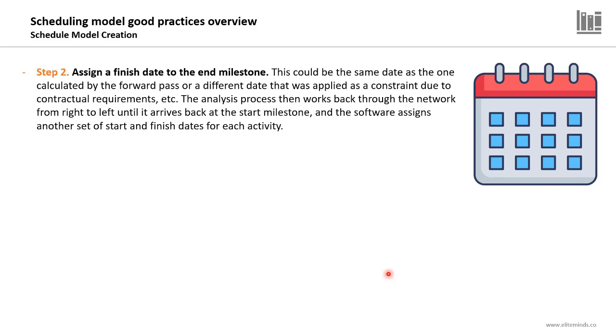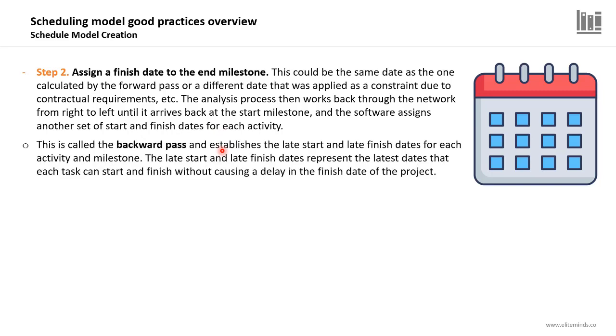The second step is to assign a finish date to the last milestone or activity in the project. So assign a finish date to the end milestone. This could be the same date as the one calculated by the forward pass, or a different date that was applied as a constraint due to contractual requirements, etc. The analysis process then works back through the network from right to left until it arrives back at the start milestone, and this is known as the backward pass, and we will be able to determine the late finish and the late start for each activity in the project.